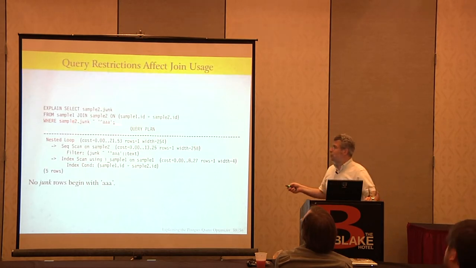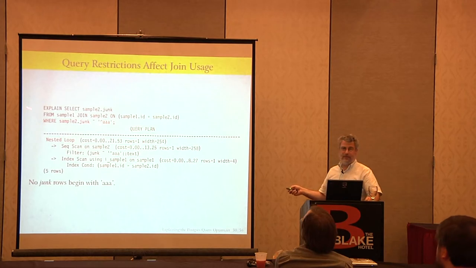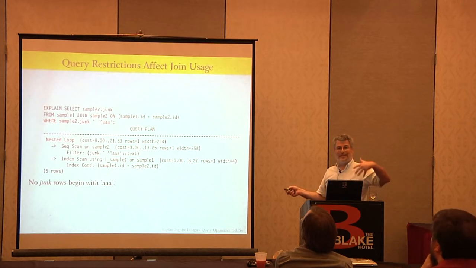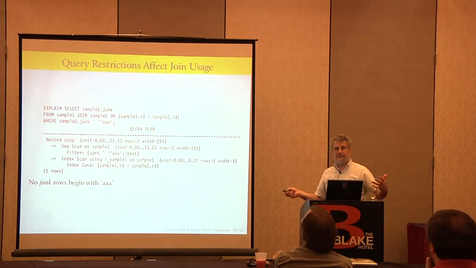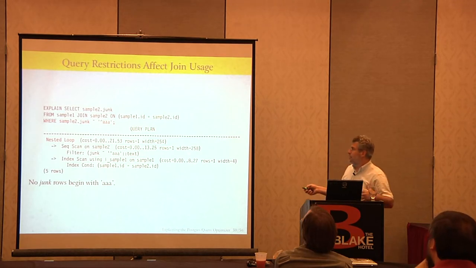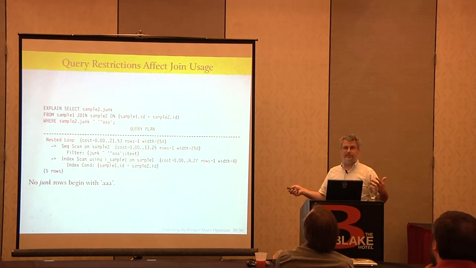If we do a join on the junk field, it actually knows that the junk field has X's in it and not A's. So when I look at all my A's, it's like, well, I think I'm going to get one row. I'm going to give you the benefit of the doubt. I don't think there's anything there, but I'm going to assume there's one row, and I'm just going to do a nested loop because that's the fastest thing I can do. But it knows there's not much going on here.